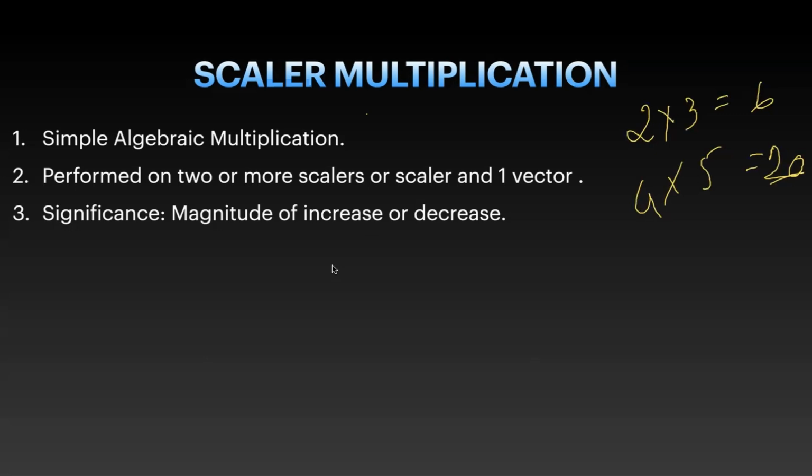And on what quantity can you perform it? If you have two or more scalars, you can perform it on two or more scalars, or if you have one scalar and one vector, you can multiply these two. Okay. Then what is the significance of it? It is the magnitude of increase or decrease. What is the meaning of that?